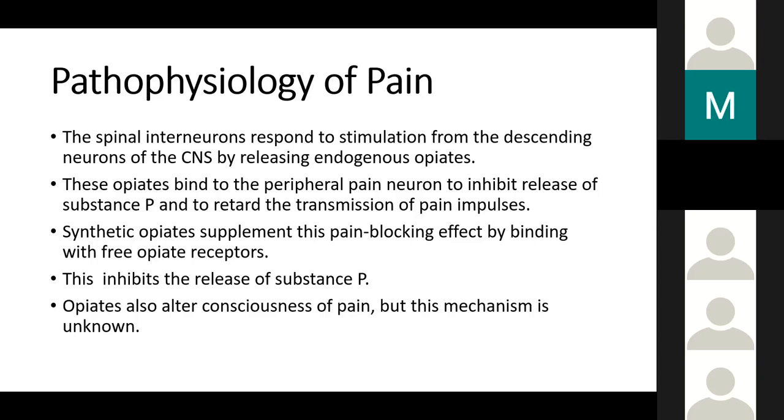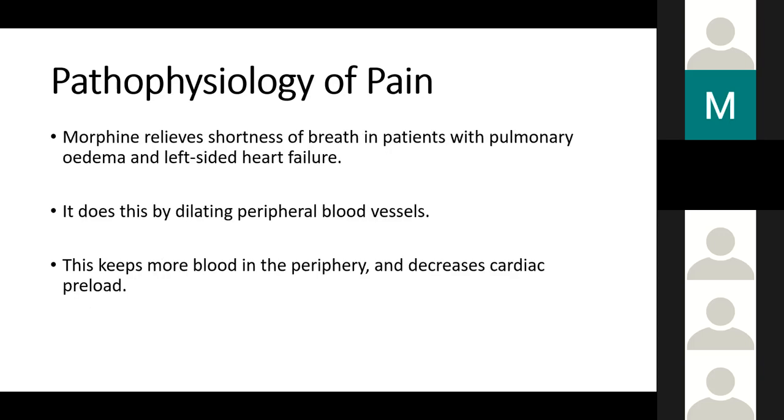So if you have synthetic opiates, they will mimic the action of the natural painkillers, the endogenous opiates, by binding to the receptors on the neurons and therefore inhibiting the release of substance P. So that is a way by which the opioids would carry out their mechanism of action.